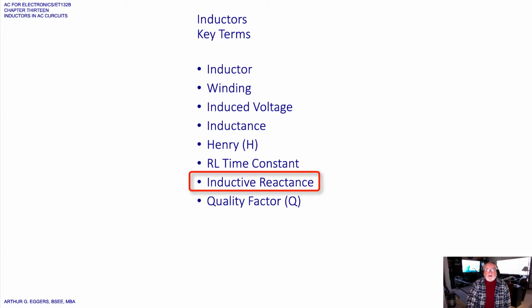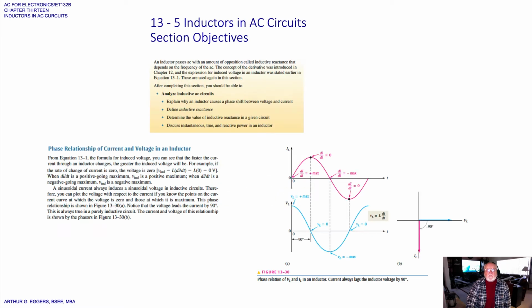So our same types of key terms, but like I said, we're going to get to inductive reactance here. In looking at it, we need to understand what happens in an inductor when a sinusoidal voltage and current are presented. An inductor passes AC with an amount of opposition called inductive reactance. We saw this in capacitors, where we saw the capacitive reactance. Now we need to look at the inductive reactance.